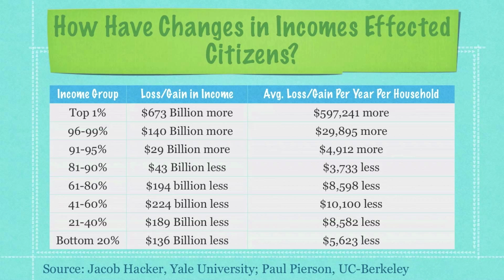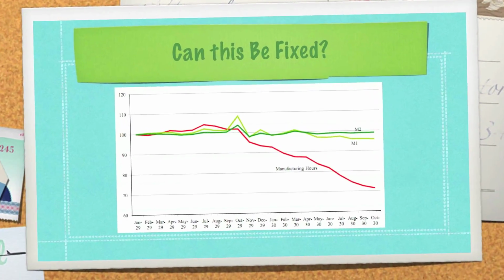From 1980 until 2008, you saw the top 1% increase their overall income as a group by $673 billion, or $597,000 per year per household, while the bottom 20% saw a total loss of $136 billion during this time period, or $5,623 per year per household. So can this be fixed?